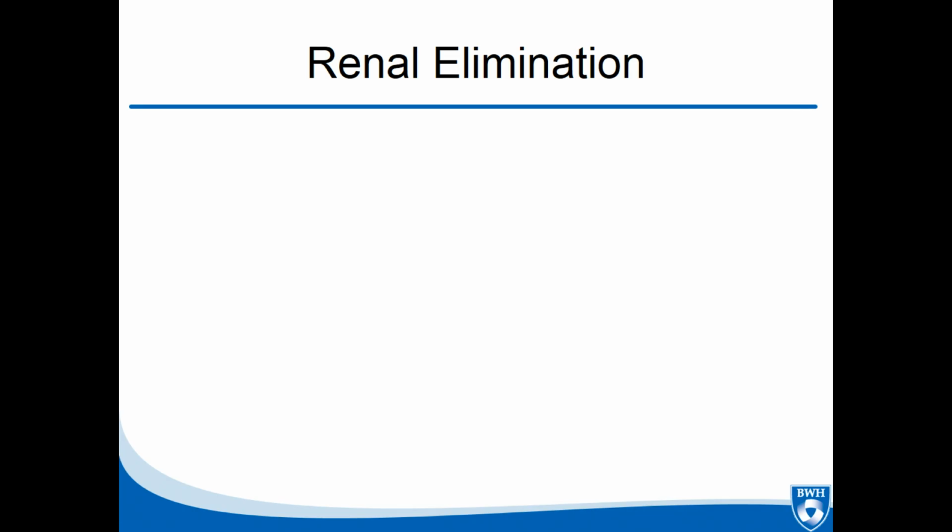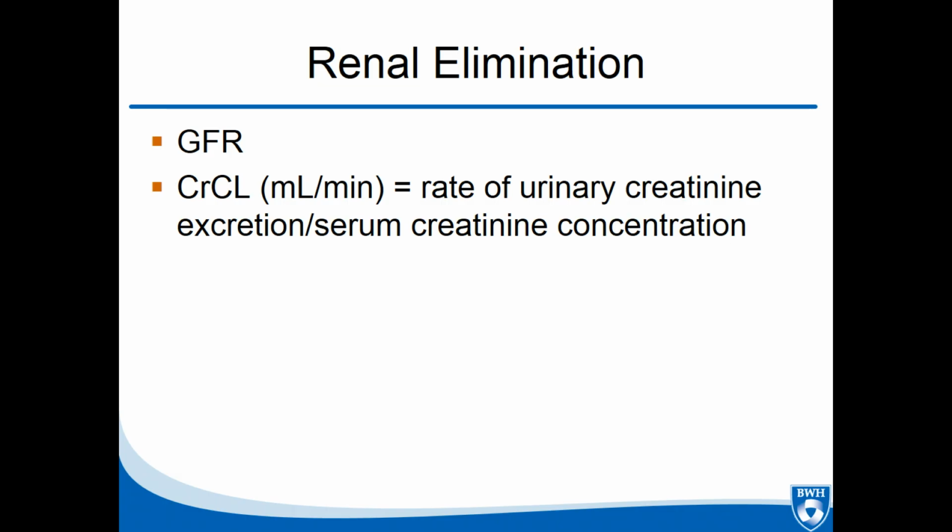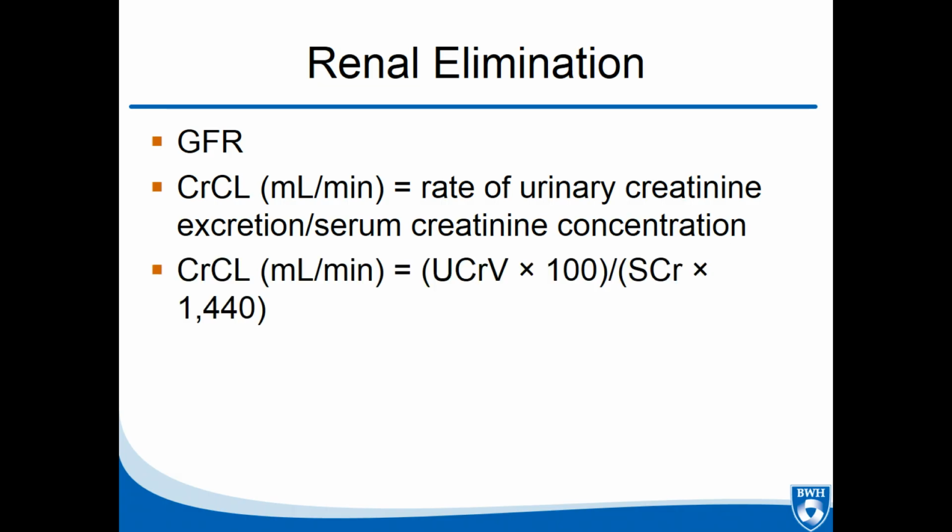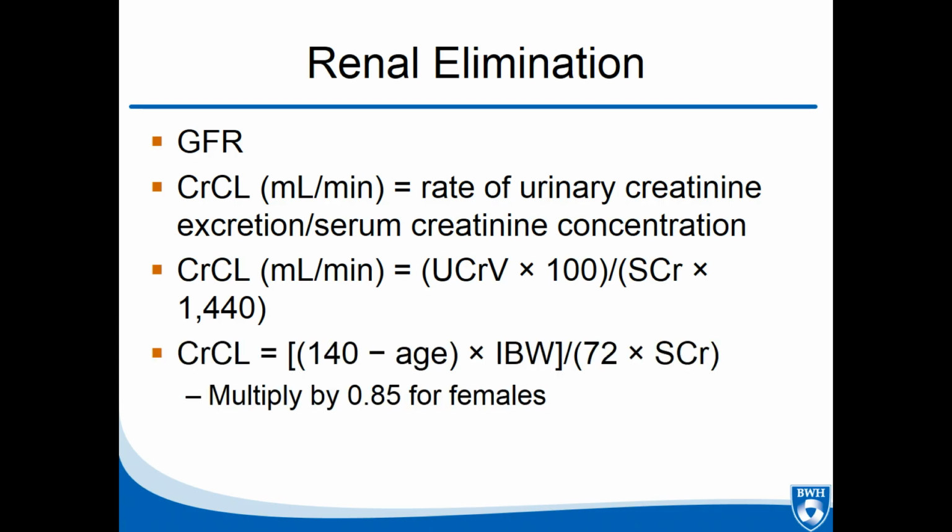So on to talking about renal elimination. There are a number of ways we can assess renal elimination. We talked about it, so I'm just going to float through some variables here. There's the glomerular filtration rate. There's creatinine clearance, the rate of urinary creatinine excretion over serum creatinine concentration. Here's one calculation of how to determine our creatinine clearance in milliliters per minute. Here's a more common one that we'll use: 140 minus the age, multiplied by the ideal body weight, over 72 times serum creatinine, and then we adjust for gender.